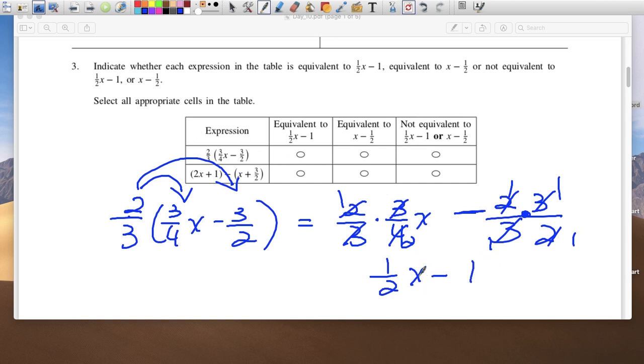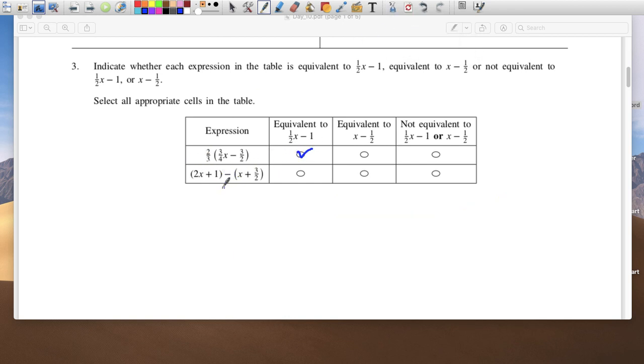So the first expression is half of x minus 1. So check. Is that equivalent? Is that the same thing as this? No, it's not. And we're good. Right? So this whole thing becomes half of x minus 1. The second part, so we know this one is already this one.